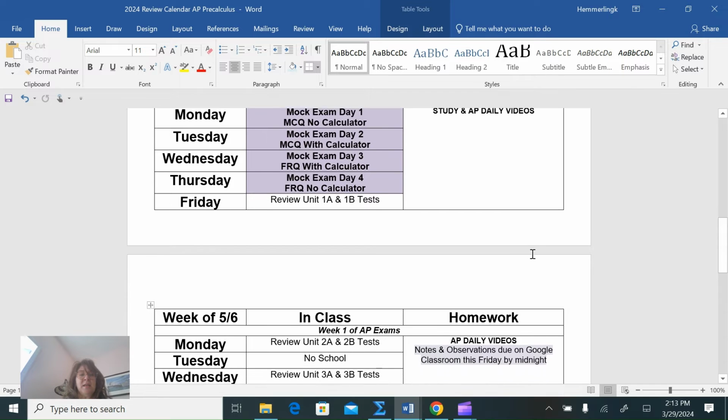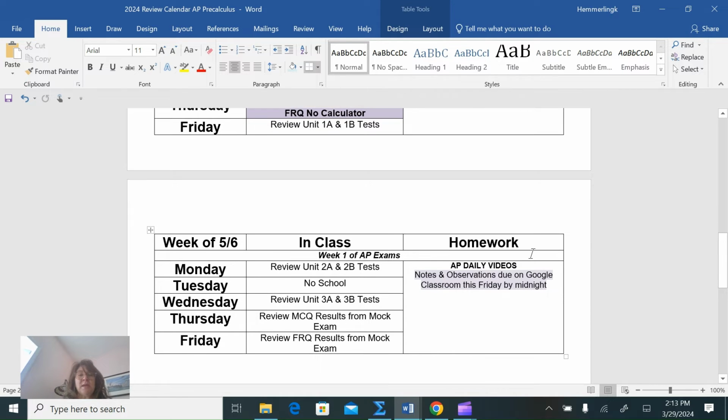And then the next week, which is the first week of AP exams in general, but not our week. On Monday, I'm going to pass back to the students their Units 2A and 2B tests, again, to review, reflect upon, see what mistakes they made and how they could improve upon those mistakes. Tuesday is election day, I think, for us. So we just have professional development that Tuesday. But then Wednesday, I'll pass back their Unit 3A and 3B tests. And again, all the while, this is giving me time to grade their mock exams.